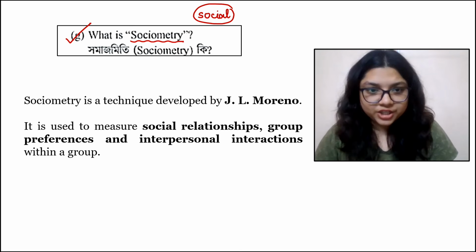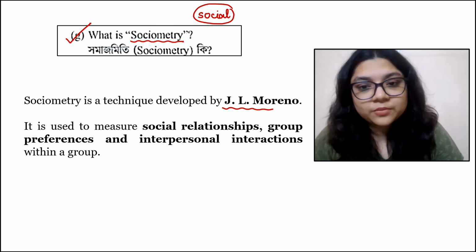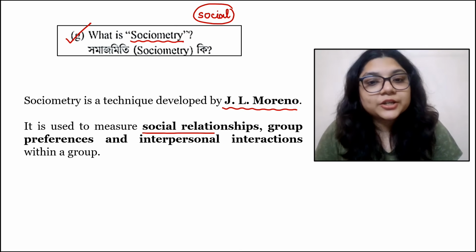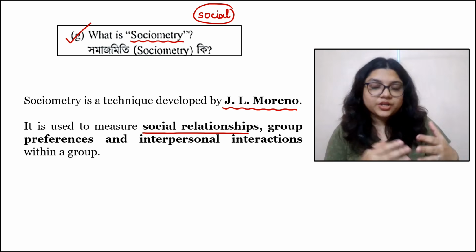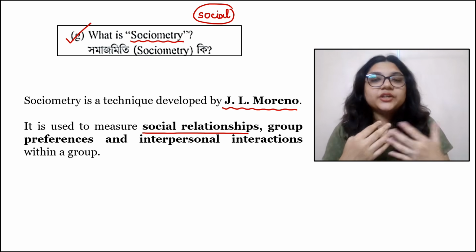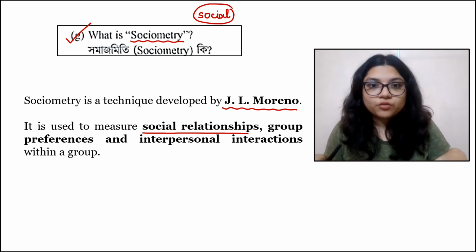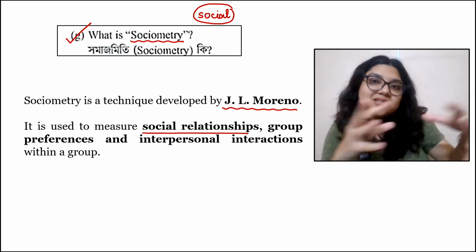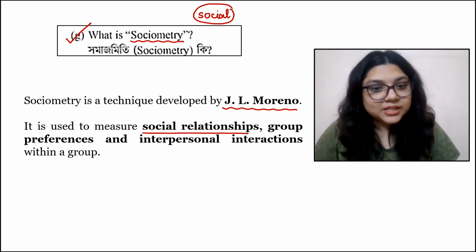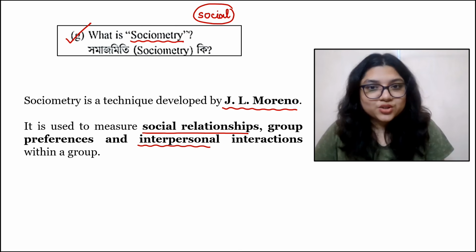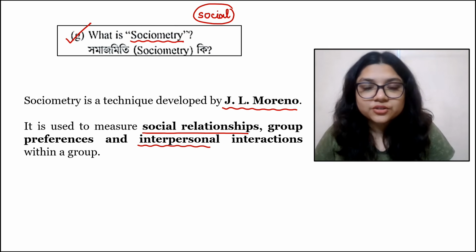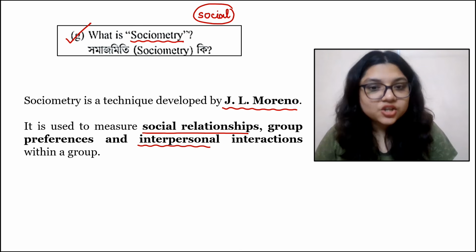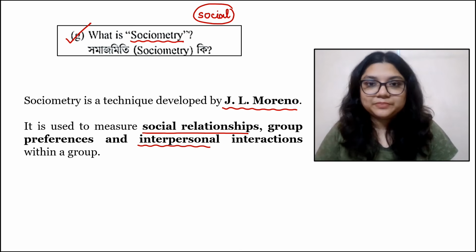So sociometry is the technique developed by J.L. Moreno, and he basically spoke about this technique to measure social relationships. What are the group preferences? How are interpersonal relations within a group? If there's a group of 50 students, a class of 50 students, there are still small groups within it. So some are close to each other, some are not that close to each other, some purely maintain a professional relationship. So this is what sociometry means: analysis of the social relationships among people.